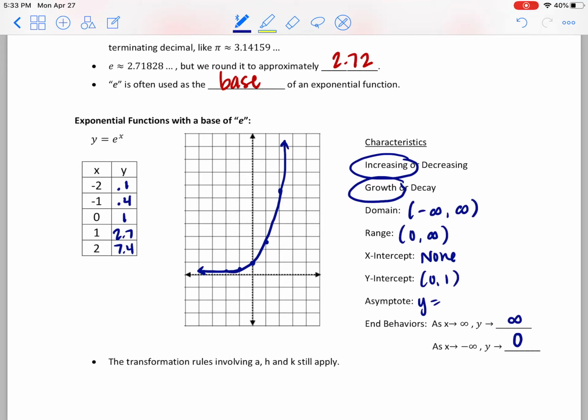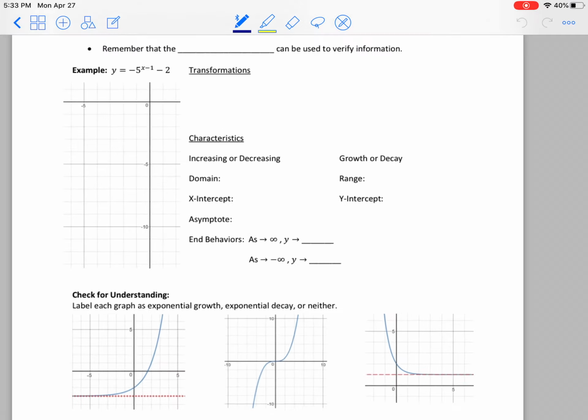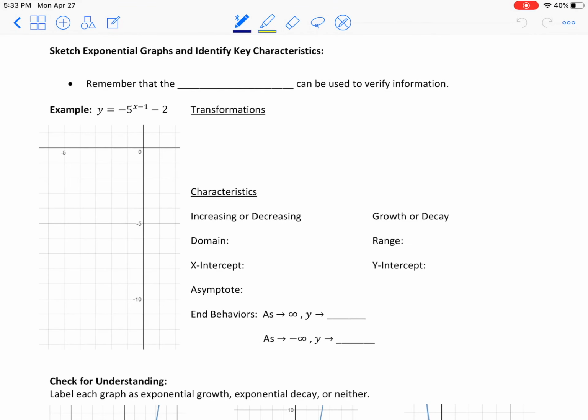Okay, and then the transformation rules, a, h, and k, they still apply. So if I put a +2, I can make the graph go up 2. If I put a 2 out in front, I can make the graph grow faster. It'd be a stretch. Same rules apply. So I just wanted to reinforce that e is just another number, but it's often the base of an exponential function. All right, let's graph one more just to make sure we're all good.